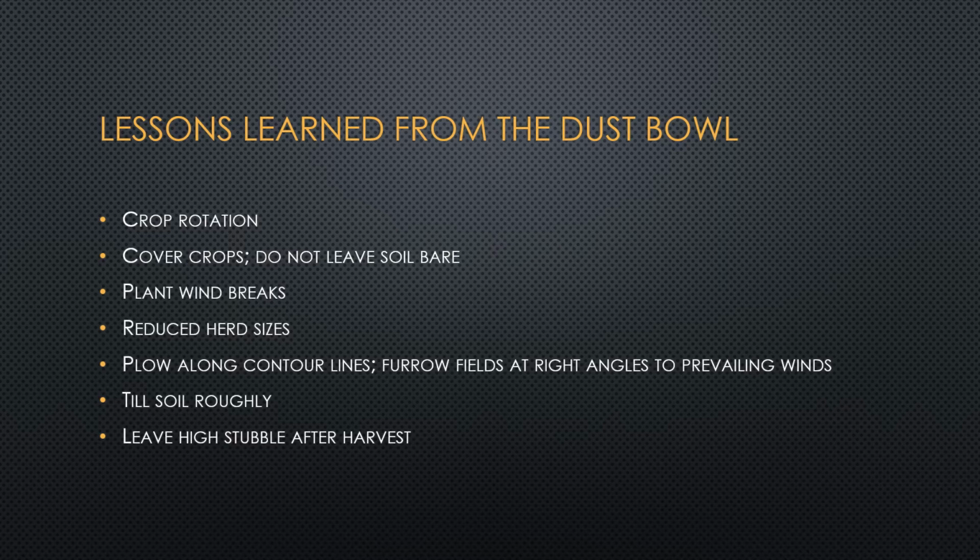People in the Midwest now plant windbreaks. You can see these large fences or tall trees in the middle of a field because it's stopping the winds from wiping across. Reducing herd size so you don't take up all the plants in that area, and plowing along the contour lines of the plains so that you go with the way things are naturally put in. And then furrowing fields at right angles to the prevailing wind so that you're not kicking everything up.